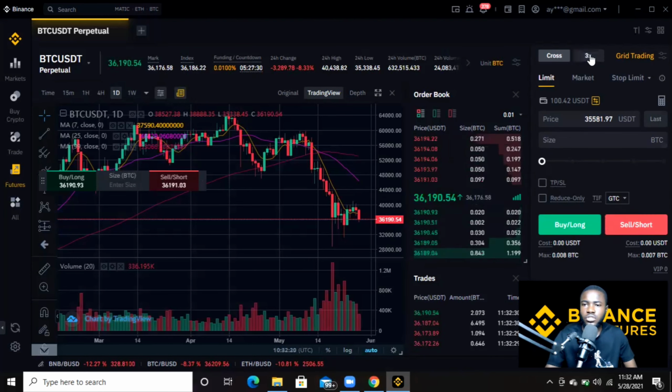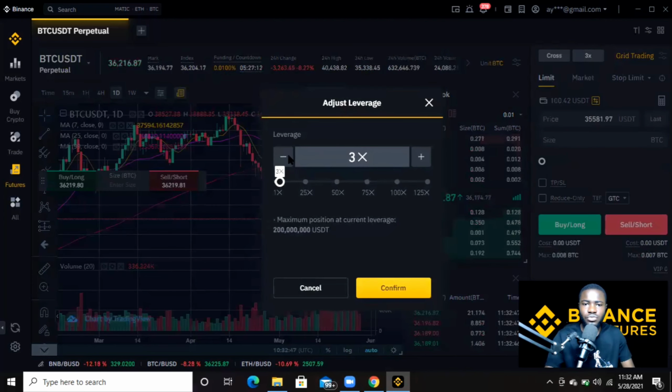This is also the leverage, which is very, very important in futures, because what leverage basically means is how much borrowed money you are willing to use to trade. For example, since the leverage is at 3x right now, that means I can trade with 3 times my capital. My capital right now is $100 and I can trade with $300 with 3x leverage. If I increase that to, let's say, 10x, I'm trading with 10 times my capital.